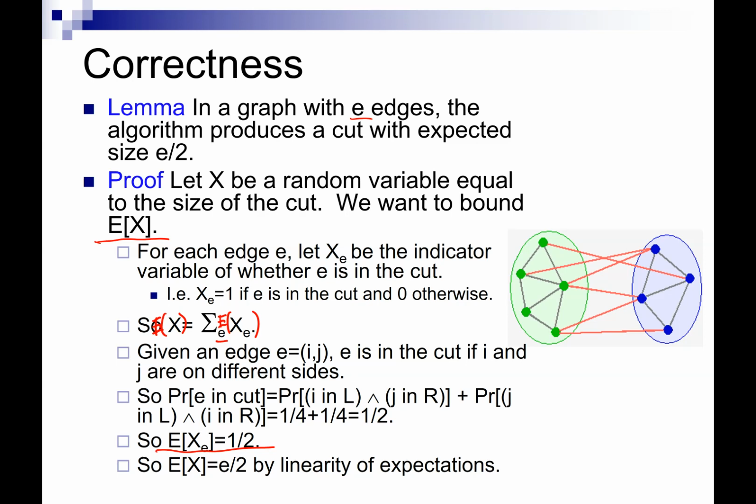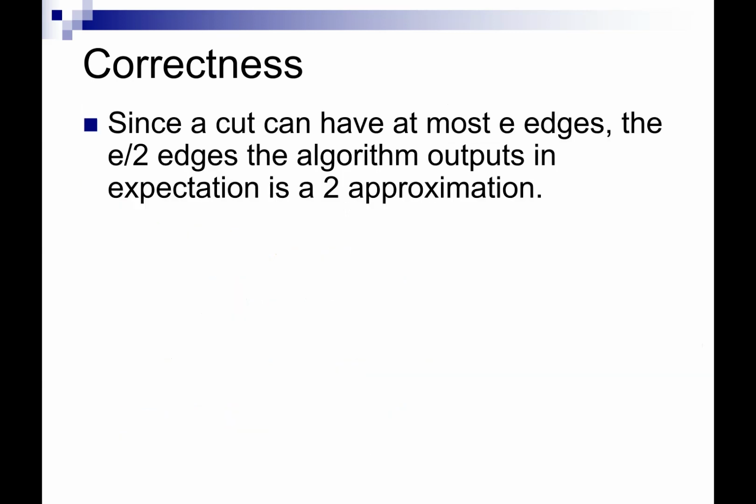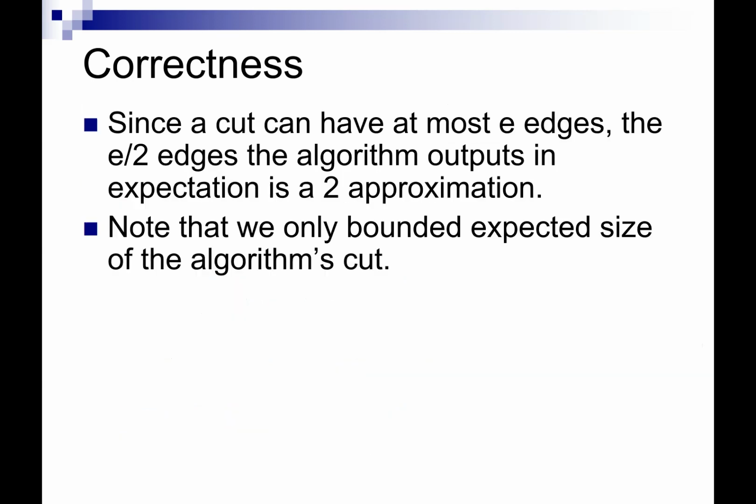So this shows that we're going to achieve this cut, and so this is going to be a 2 approximation, because again, you can only cut e edges at most. All right. So now here we only bounded the expected size of the algorithm's cut.